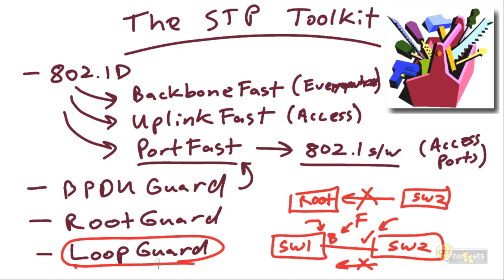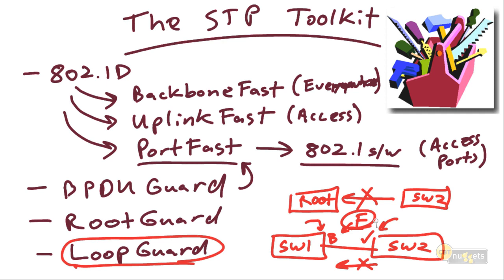Loop Guard says, look, we are not going to transition to the forwarding state. We're going to go into a loop inconsistent state, and we're going to notify the administrator that something has gone wrong. So notice it's a very conservative approach, and it could result in a lack of communications through your access plane. But understand that we're just being conservative here, right? We're not going to take a link to the forwarding state for fear that that might introduce a loop into our particular topology.